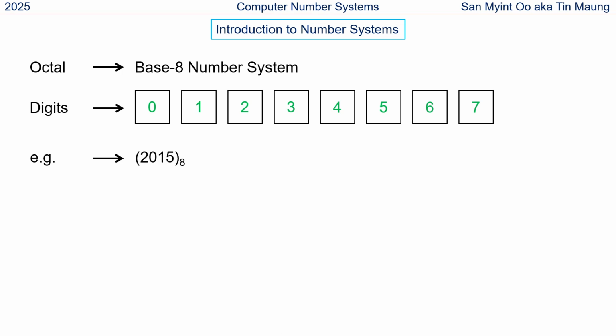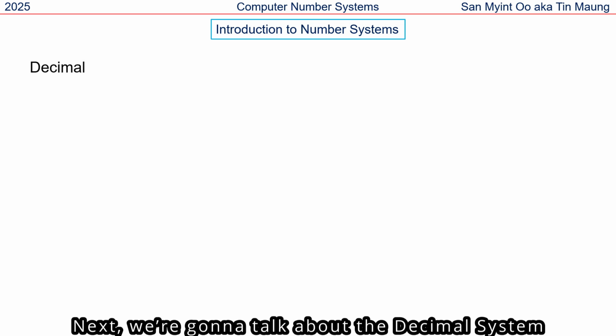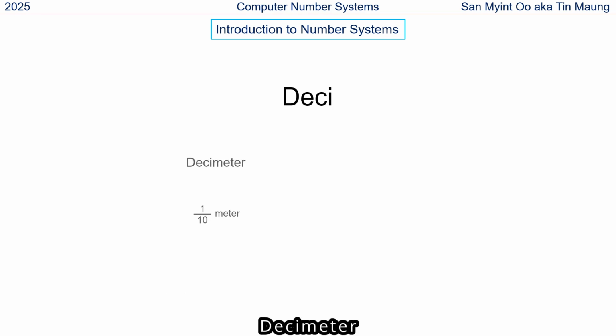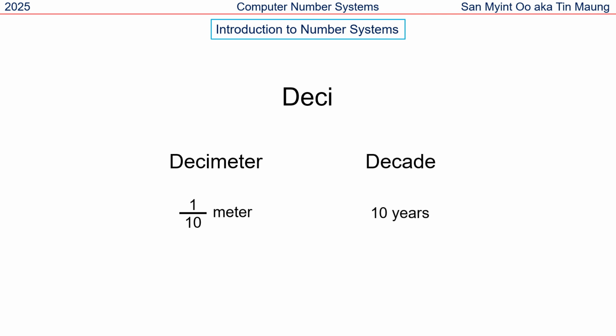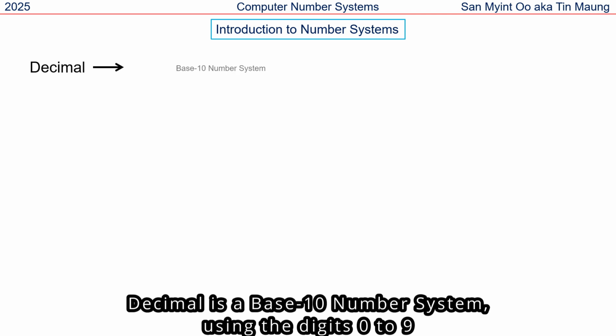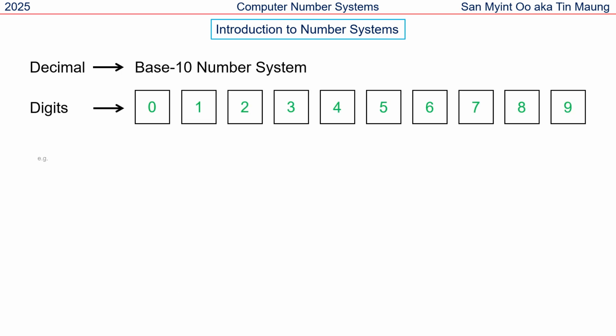Okay? Next, we're gonna talk about the decimal system. When we see the prefix deci, what other words can we think of? Decimeter, decade. Yeah, deci means 10. Decimal is a base 10 number system using the digits 0 to 9. Okay, this is the decimal number system.